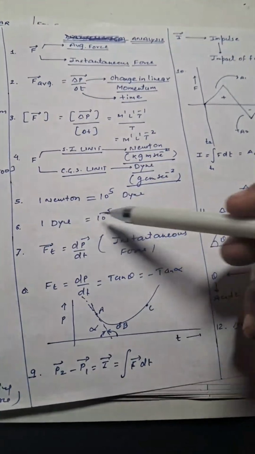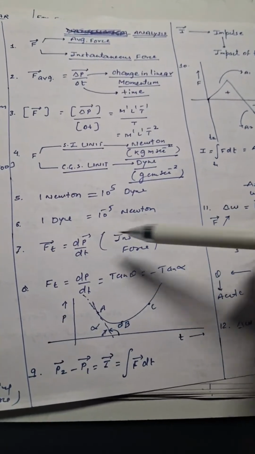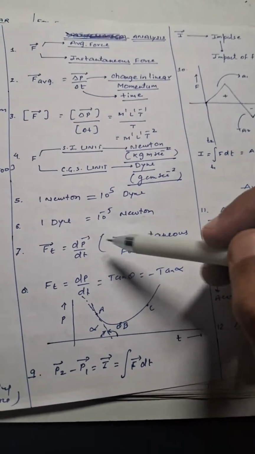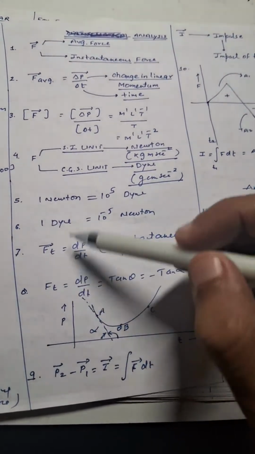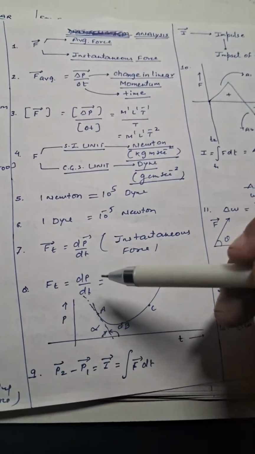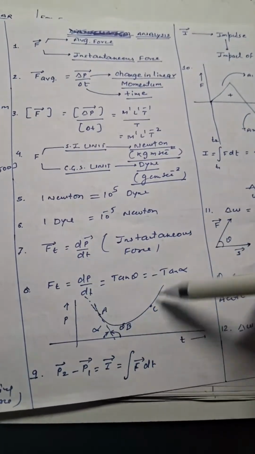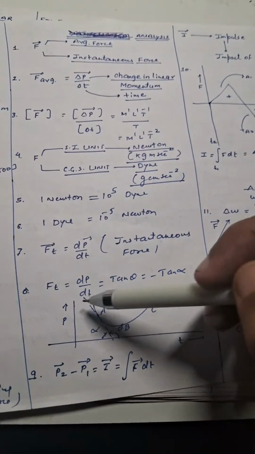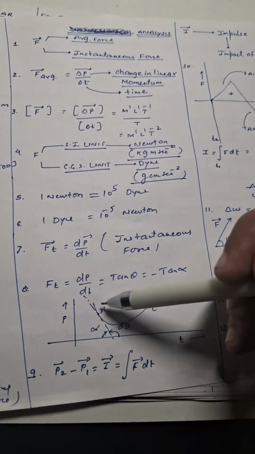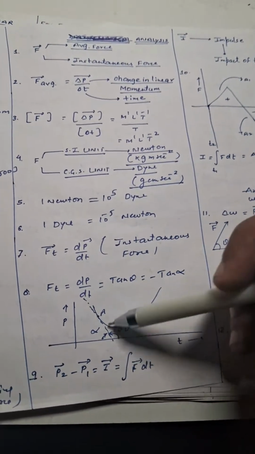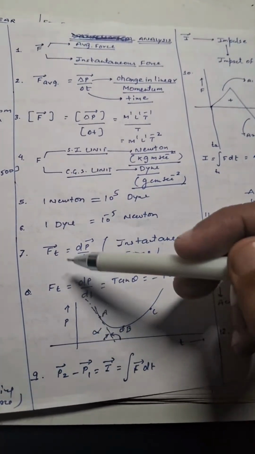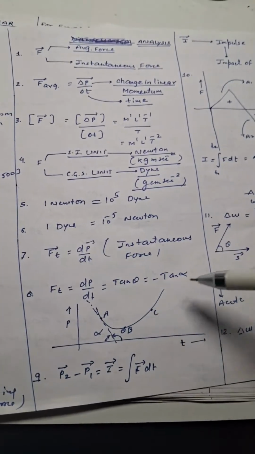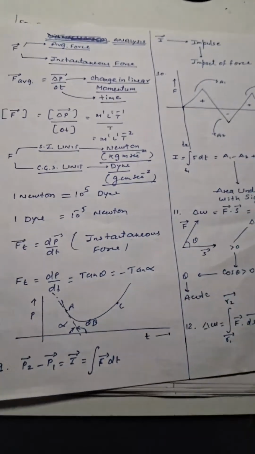Another case is 1 Newton is equal to 10⁵ dyne, and 1 dyne is equal to 10⁻⁵ Newton. Another concept is instantaneous force, which is dp by dt. Another concept is if we need to calculate force from the graph of momentum versus time. Suppose this is the momentum time graph and there is a point P. This is angle theta, this is angle alpha. So instantaneous force is dp by dt, which is equal to tan theta, which is also equal to minus tan alpha.